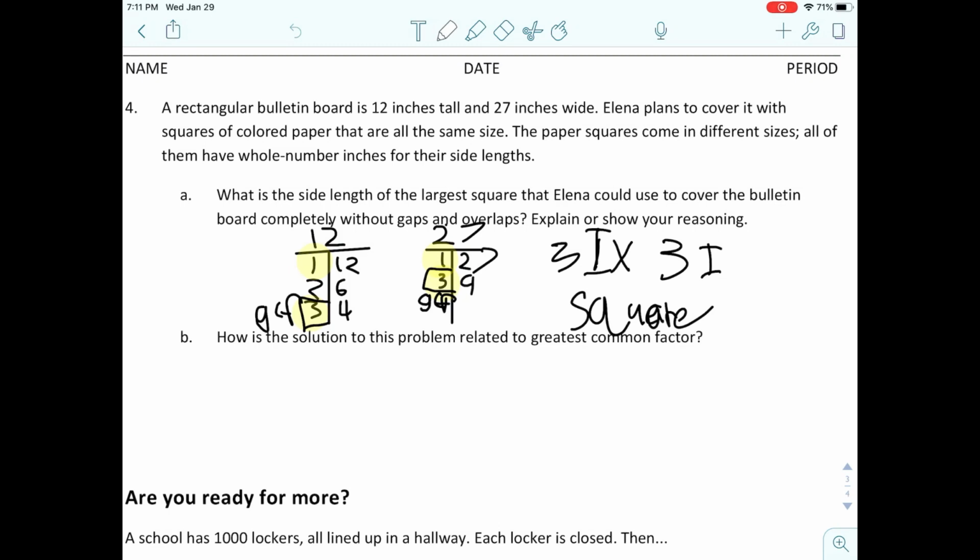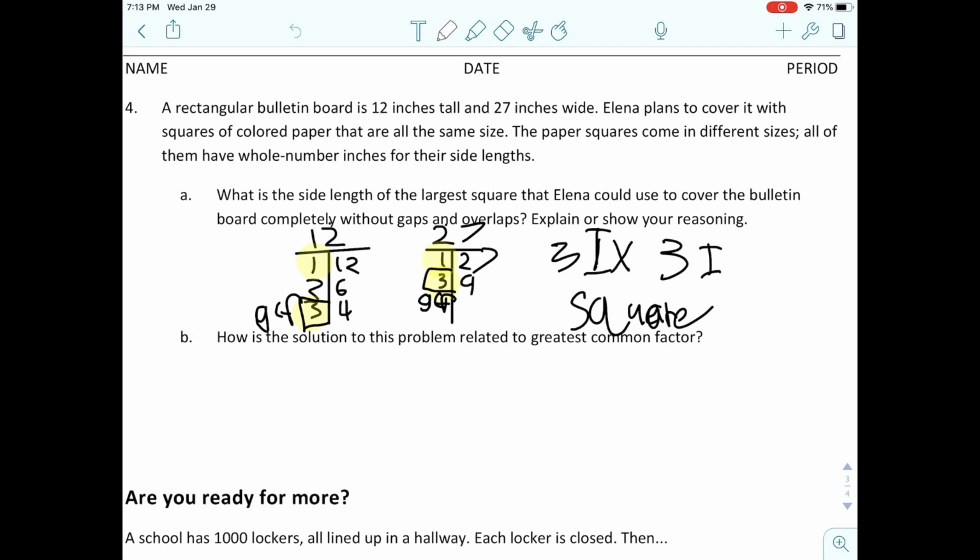Okay, so this was a prior lesson that we were doing on greatest common factor, and the problem says a rectangular bulletin board is 12 inches tall and 27 inches wide. Elena plans to cover it with squares of colored paper that are all the same size. The paper squares come in different sizes. All of them have whole number inches for their side length. What is the side length of the largest square that Elena could use to cover the bulletin board completely without gaps and overlaps? Explain or show your reasoning.